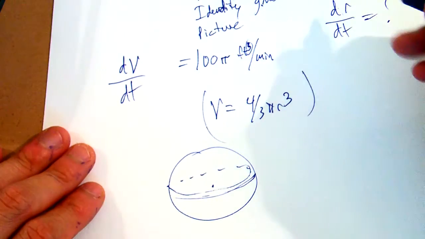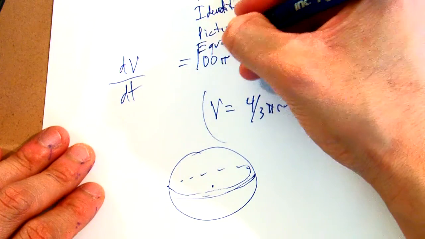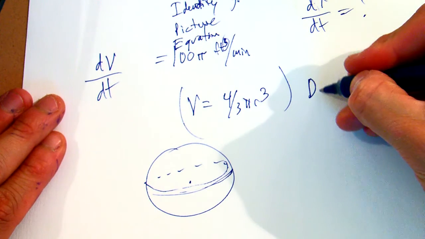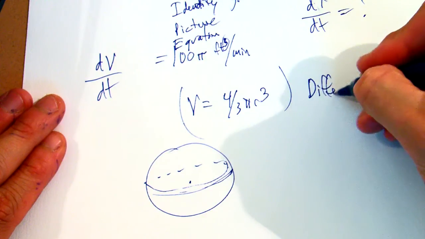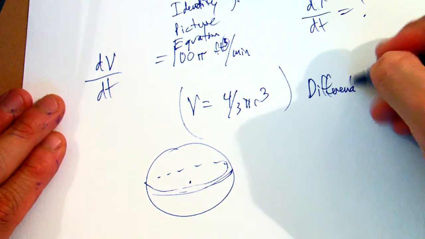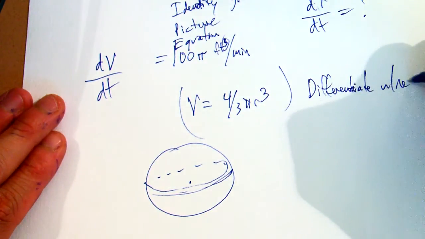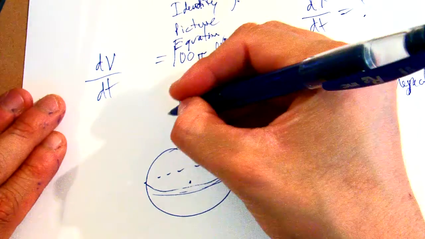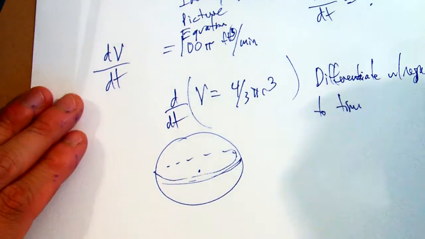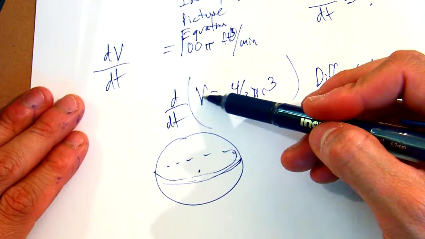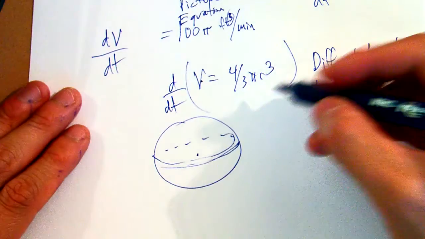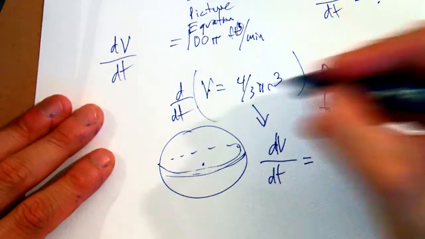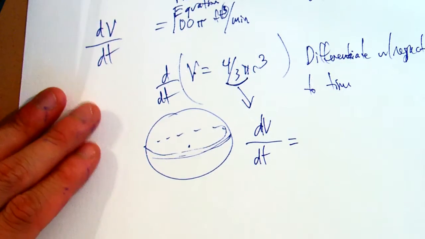Now we have our equation, right? We're going to differentiate with respect to time. So d/dt of this whole thing. And now remember, anytime you take d/dt of a variable, the variable goes on top. So what does this give me here? dV/dt equals what? Now remember, these are numbers. Numbers go along for the ride in a derivative.